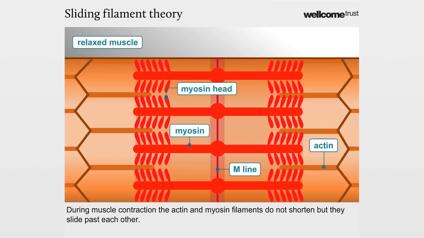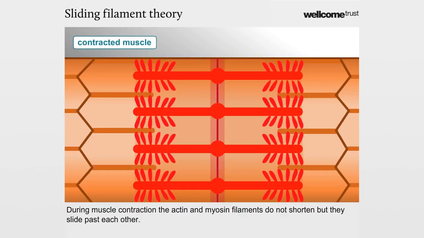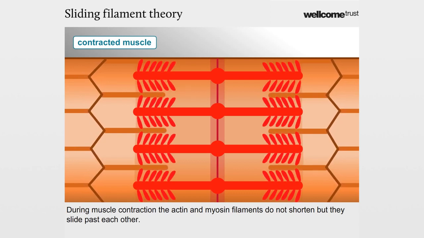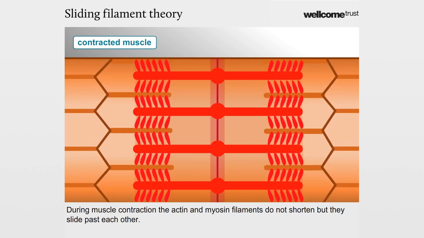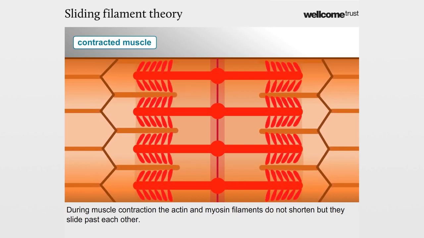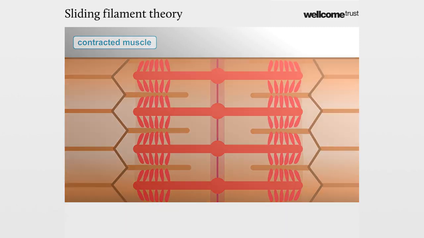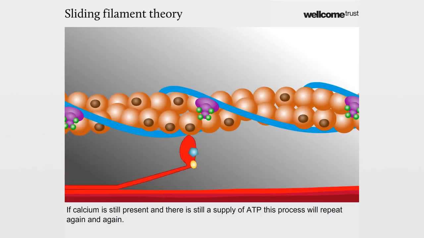During muscle contraction, the actin and myosin filaments do not shorten, but they slide past each other. If calcium is still present, and there is still a supply of ATP, this process will repeat again and again.